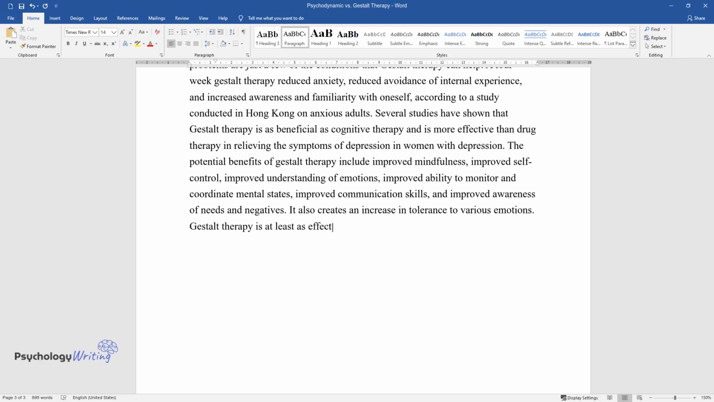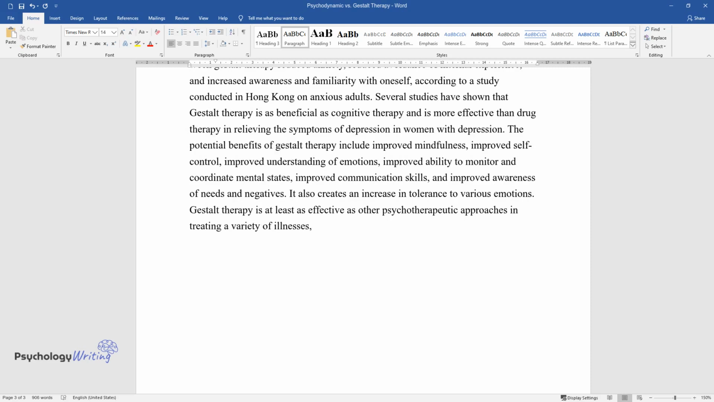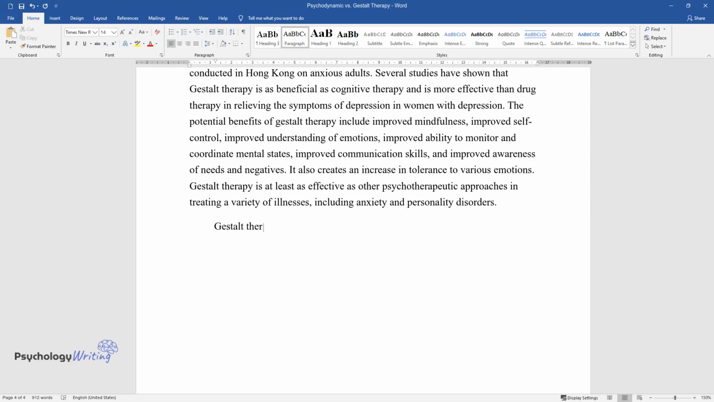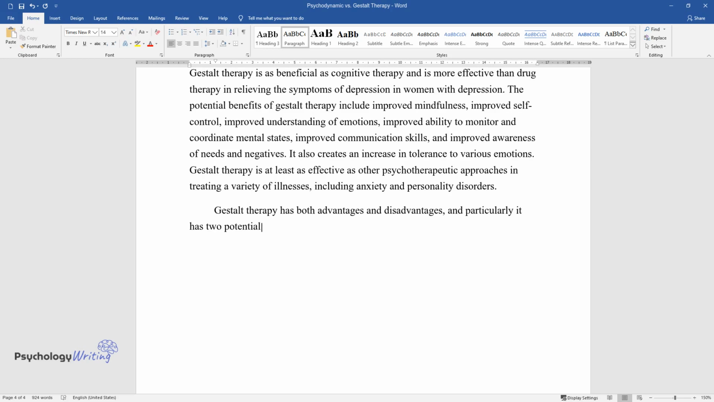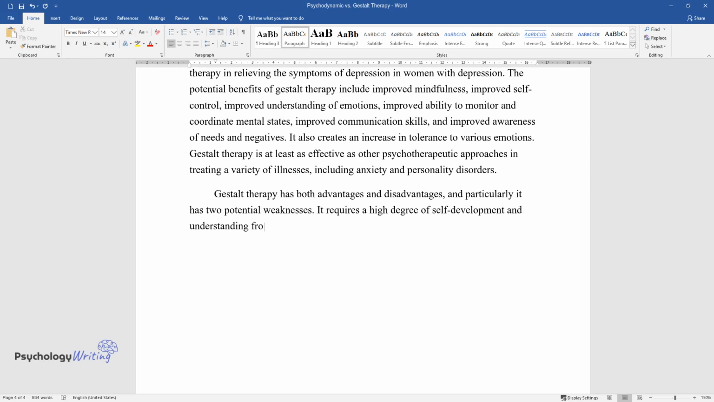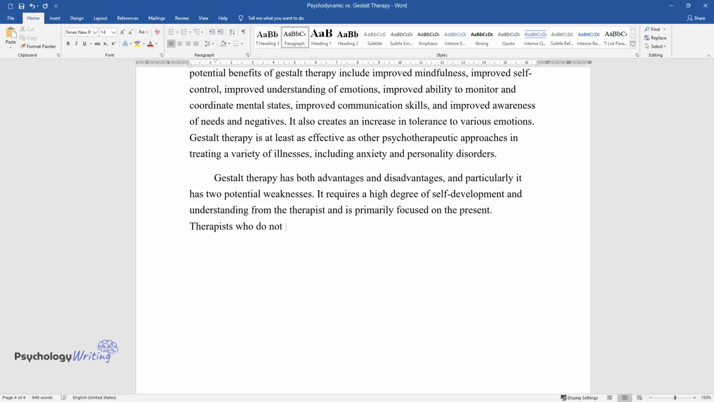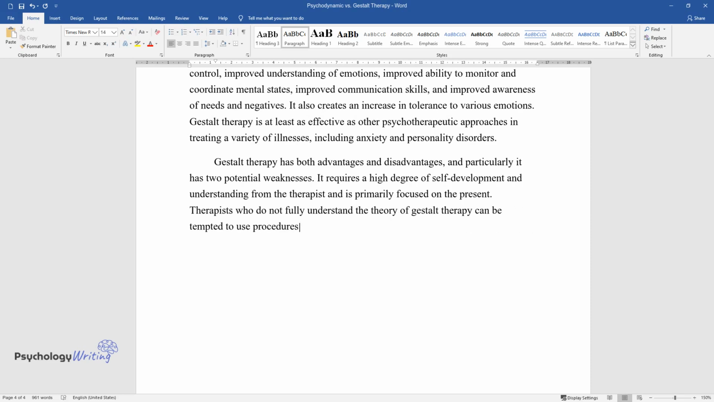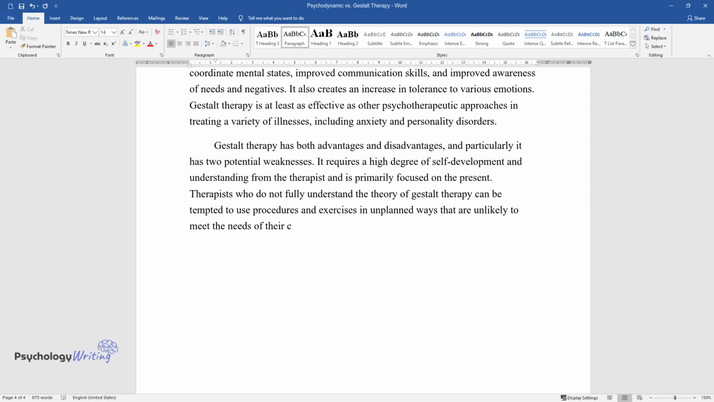Gestalt therapy is at least as effective as other psychotherapeutic approaches in treating a variety of illnesses, including anxiety and personality disorders. Gestalt therapy has both advantages and disadvantages, and particularly it has 2 potential weaknesses. It requires a high degree of self-development and understanding from the therapist and is primarily focused on the present. Therapists who do not fully understand the theory of Gestalt therapy can be tempted to use procedures and exercises in unplanned ways that are unlikely to meet the needs of their clients.